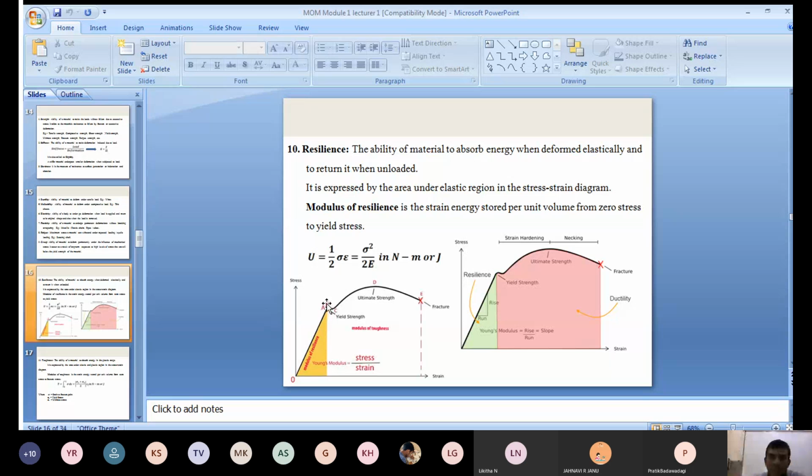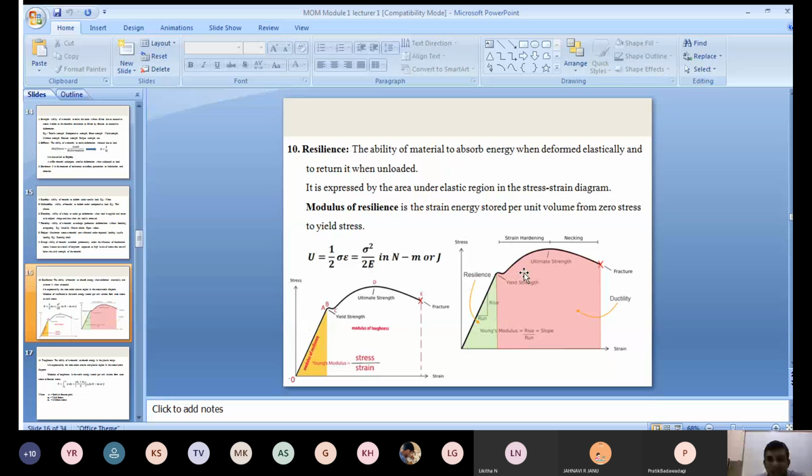Up to the elastic limit, up to point B, you consider the area under this curve here. It's a triangular shape, so you can use half into base into height. Then you will get this resilience formula.